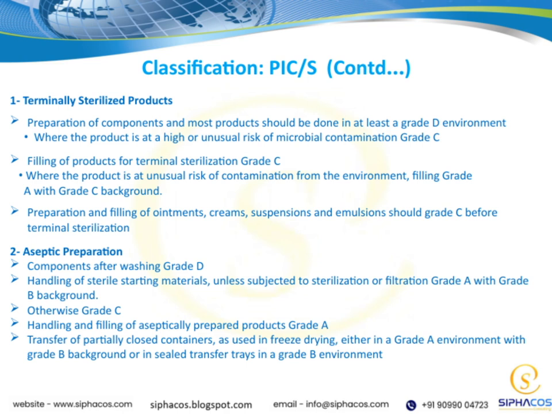Filling of products that will undergo terminal sterilization is generally done in a Grade C environment, especially if there's an increased risk of contamination. But in cases where the product is at an unusual risk, such as with sensitive or high-risk products, filling is performed in a Grade A environment with a Grade C background. This means the actual filling happens in a very clean, controlled environment, with surrounding areas maintained at a slightly lower grade to support the process.